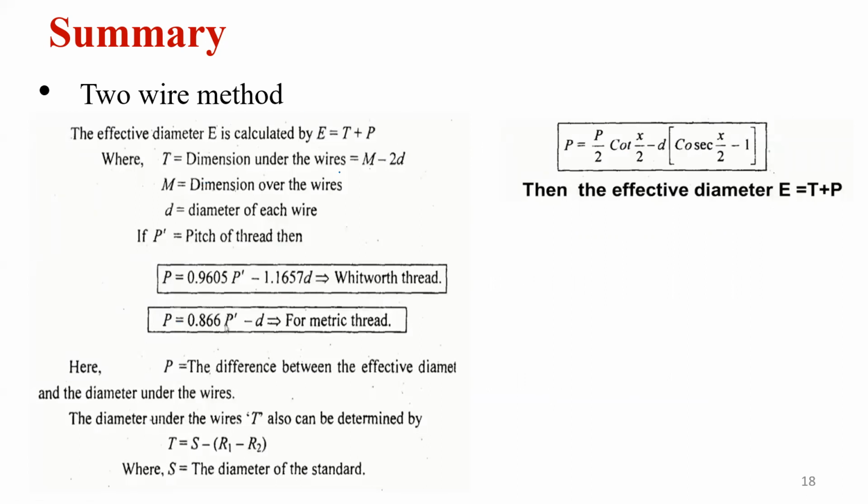Then in the two wire method, the effective diameter is equal to T plus P, where the T value is calculated as M minus 2D. But the T value can also be calculated experimentally as S minus R1 minus R2. And P is the correction factor. For a Whitworth thread, this is the correction factor value; for a metric thread, this is the correction factor value. The correction factor can also be calculated theoretically using the formula: P equals pitch by 2 cot x by 2 minus D into cosecant x by 2 minus 1. After finding this P value, by substituting in this relation, we can find the effective diameter.